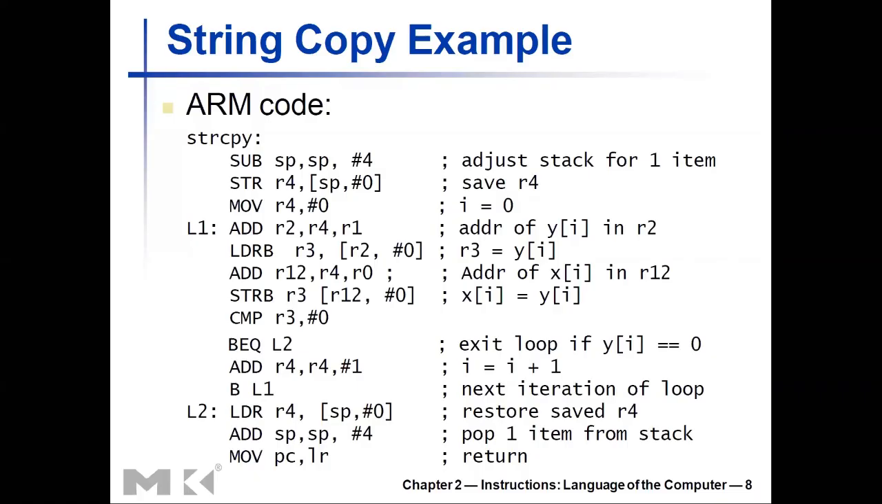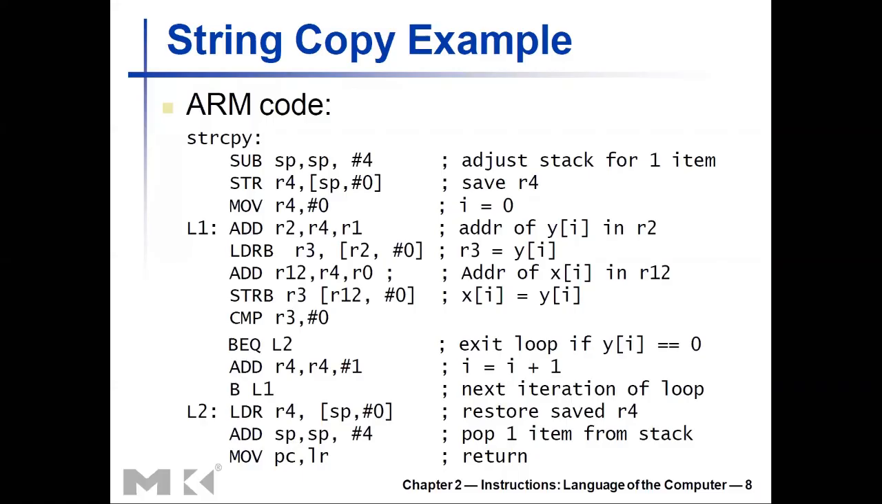So we do that comparison, and if it is equal to 0, we branch to L2, where we finish the copy, or strcpy, where we are trying to return from the strcpy function. So if R3 is equal to 0, we branch to L2. If not, we go to this add R4, #1 instruction, where we increment I by 1.